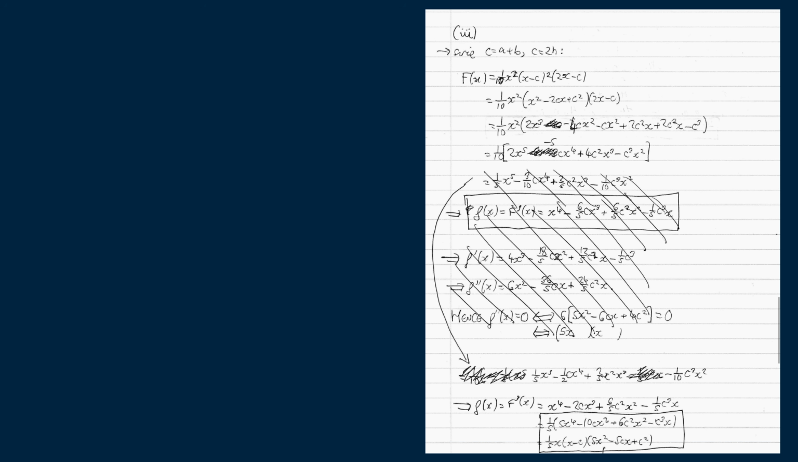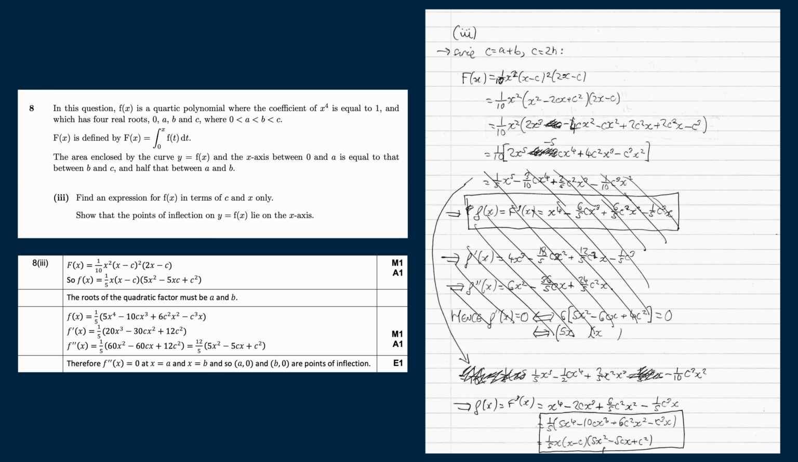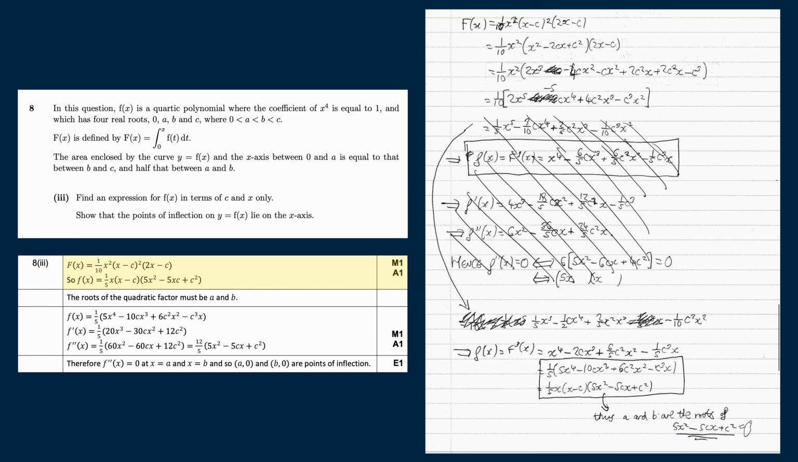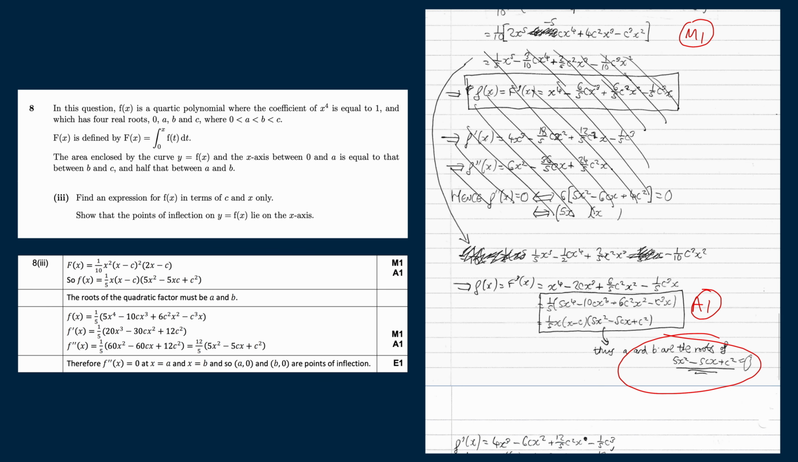Then we come to part 3. So in part 3, the first M and A mark are just for computing a formula for F. So how have we done that? We've plugged in what we know about C, we've expanded big F, and then we subsequently differentiate it. So this is completely fine. We get that M and that A. And moreover, the student has rightly noted that A and B are the roots of this.